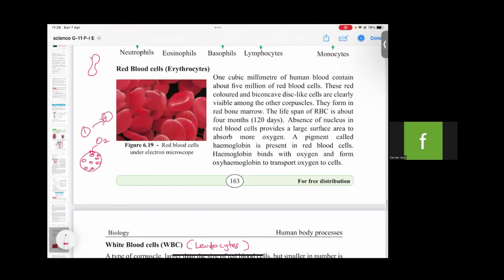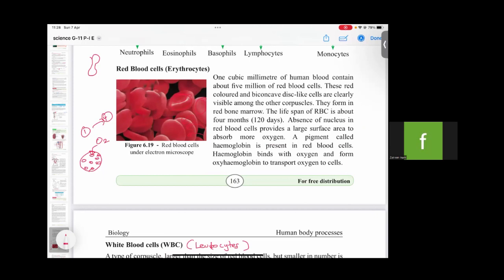Then we have to see each of the cells just for a small understanding. We have red blood cells. We also call them erythrocytes. If we take 1 cubic millimeter of our blood, we will have about 4 million red blood cells. So it is the most abundant corpuscle in our blood. These red cells are like biconcave discs, and they are red in color, so you can easily differentiate them.